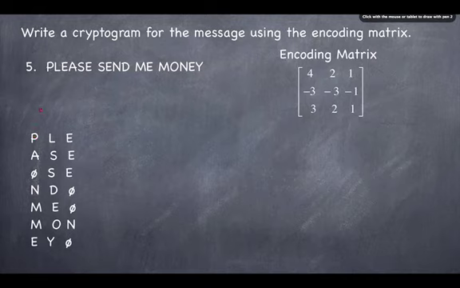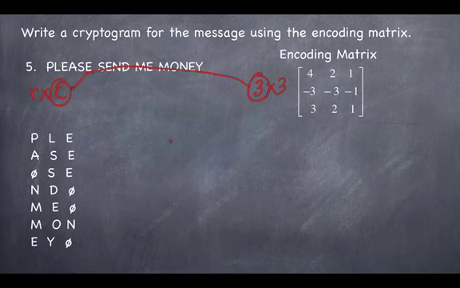Why 3 columns? Remember this, the order is row times column. Why do I want 3 columns? Because then this is a 3 by 3 matrix, and I want these two to match. This and this have to match. Why? Because I'm going to be taking the product of these 2 matrices.